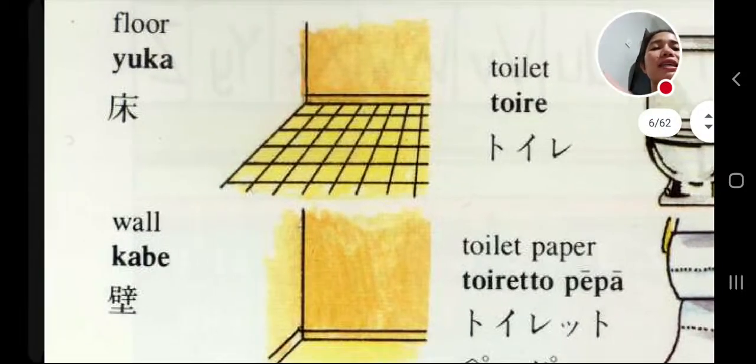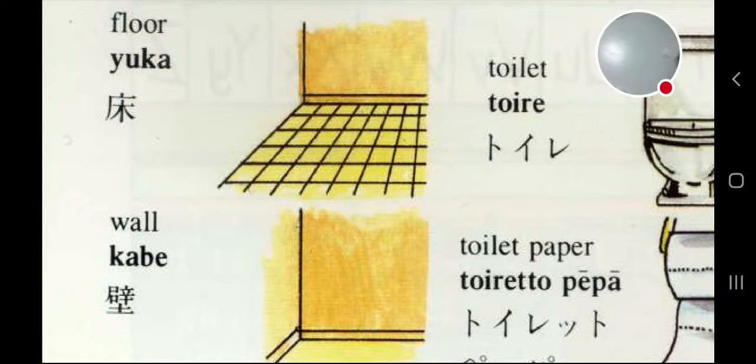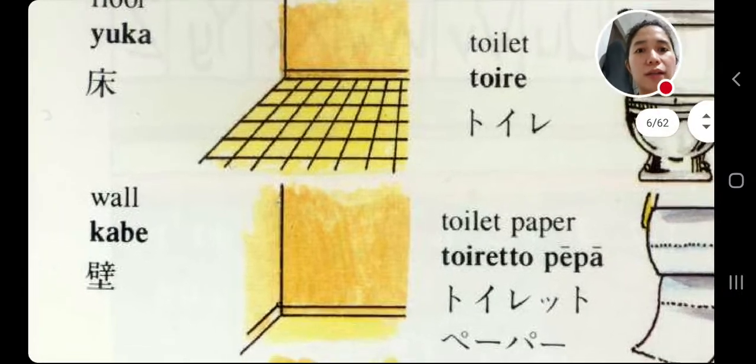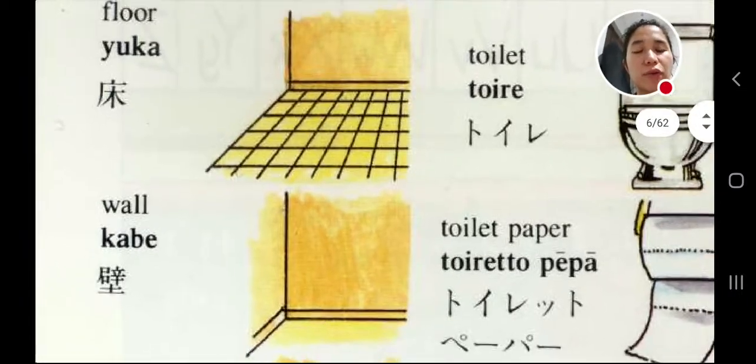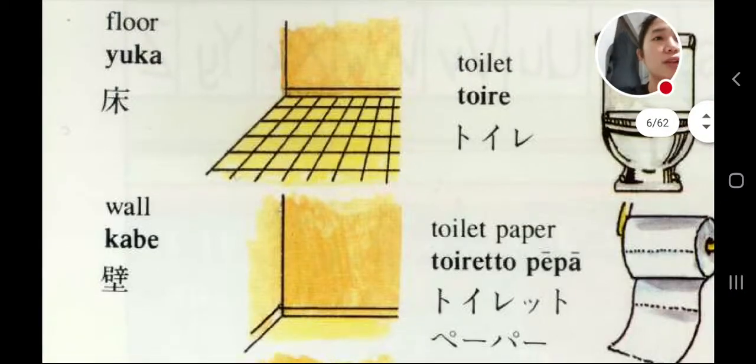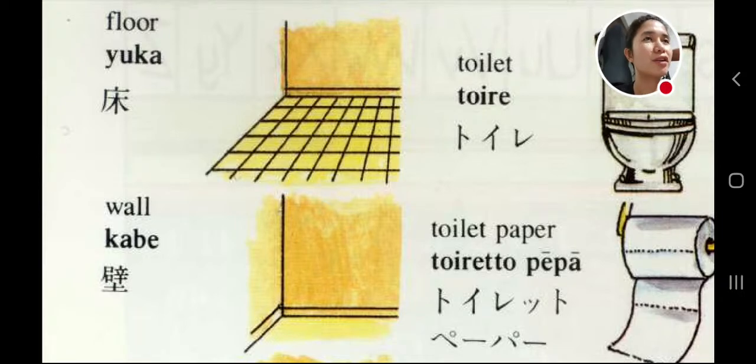Okay. So next we have the wall. Kabe. So look at the wall, Minasan. This is our wall. Wall. So you can paste or put something on your walls. Removable, no? Be careful that your paint won't get off. Toranai yoni. Ki o tsukete kudasai.